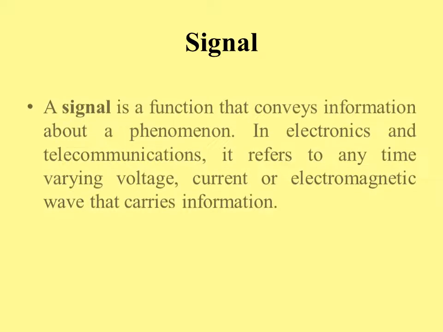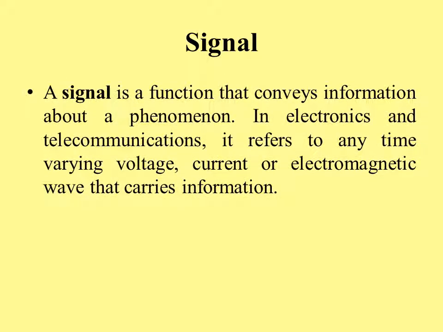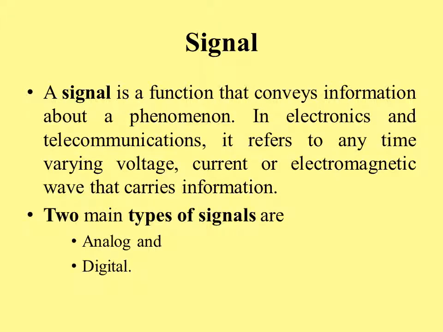Now, what is a signal? A signal is a function that conveys information about a phenomenon. So, how will we define a signal in electronics? It refers to any time varying voltage, current, or electromagnetic wave that carries information. There are two main types of signals in electronics. First is analog signal and another is digital signal. Now we will see what we mean by analog signal and digital signal.